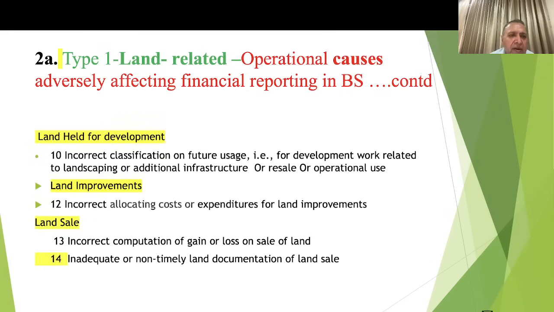Land held for development. Point number 10. Incorrect classification on the future usage, that is whether the land will be used for development work, related to the landscaping or additional infrastructure or resale or operational use. Land improvements, incorrect allocation of the cost or expenditure for the land improvements done. Land sale, incorrect computation of the gain or loss on sale of land. Then inadequate or non-timely documentation of land sales.